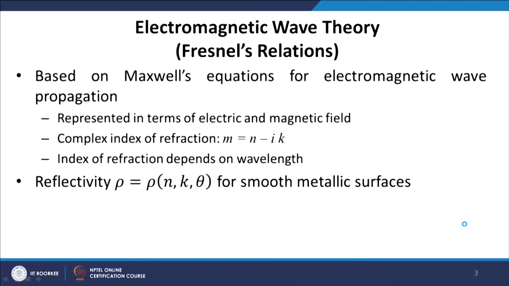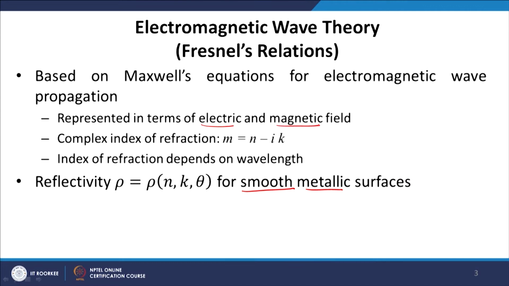In this lecture I will briefly introduce you to the electromagnetic wave theory and Fresnel's relation. For smooth and metallic surfaces, one can solve Maxwell's equations of electromagnetic radiation, which include electric waves and magnetic waves, and based on the solution of these waves we can find out the amount of radiation reflected from the surface. It depends on the magnitude of the electric and magnetic field, that means it will depend on the wavelength. It depends on the complex index of refraction.